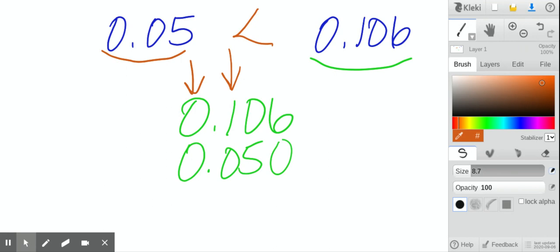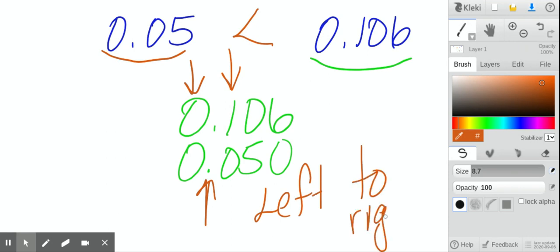106 thousandths. All right. So when you are working with decimals, line the decimals up and you are going to start from left to right comparing. All right. Left to right comparing.